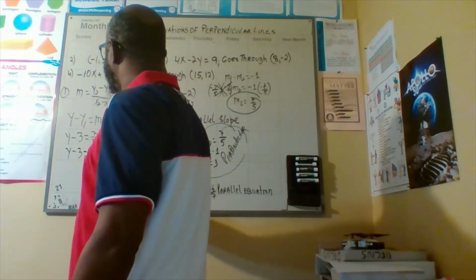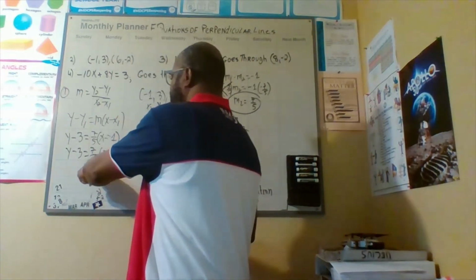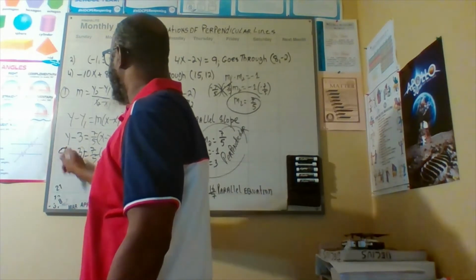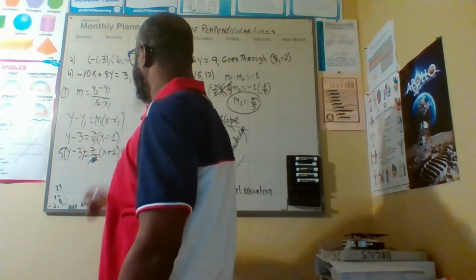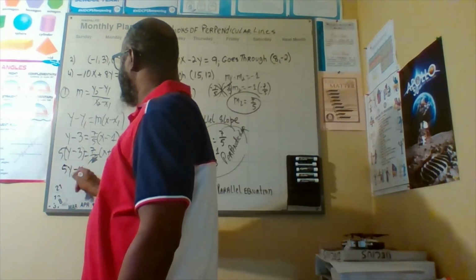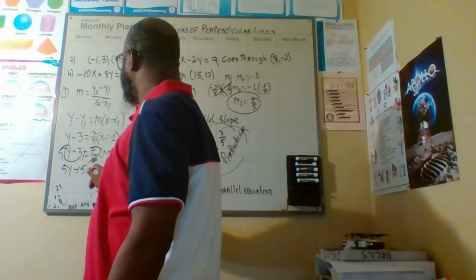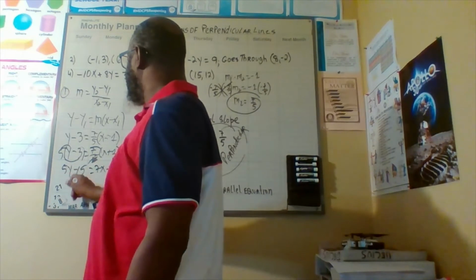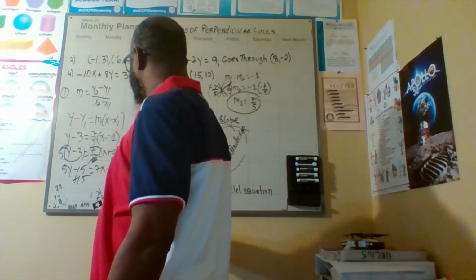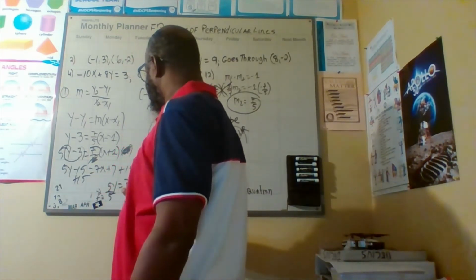So the 5 cancels the 5, and you will have 5y minus 15 when I do the distributive property. And you multiply with the 7: equals 7x plus 7, plus 15. You will have 22, then you will have 5y equals 7x plus 22, and divide by 5. And that will be the equation that is perpendicular. y equals 7/5 x plus 22/5. This is the equation that is perpendicular.